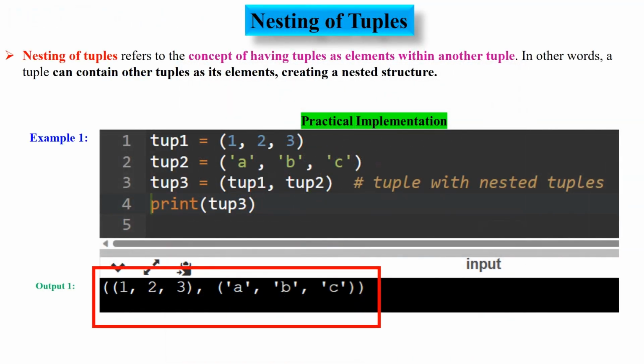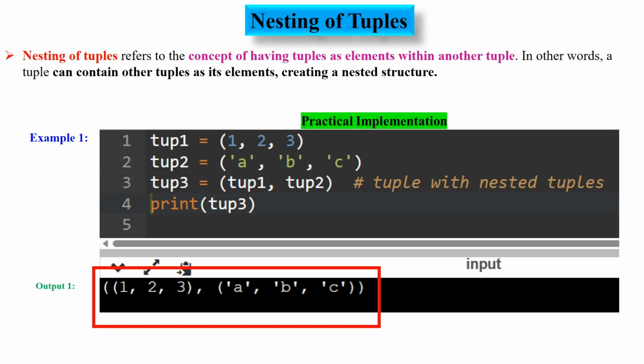Let's discuss the nesting of tuples. Nesting of tuples refers to the concept of having tuples as elements within another tuple. In other words, a tuple can contain other tuples as its elements, creating a nested structure. Let's see an example. In this example, tup1 and tup2 are 2 individual tuples. Then, a new tuple tup3 is created with tup1 and tup2 as its elements. So, tup3 becomes a tuple that contains 2 nested tuples.